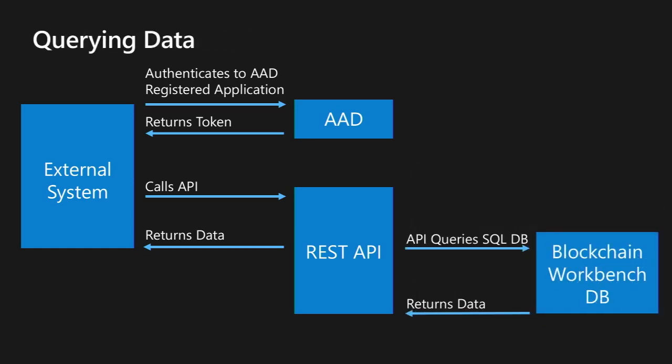So querying data is the same thing. It needs authentication, calls the API, returns the data, and in this case, if you're just looking at getting the data from the blockchain transaction, you can simply query. It will simply query the Workbench database.